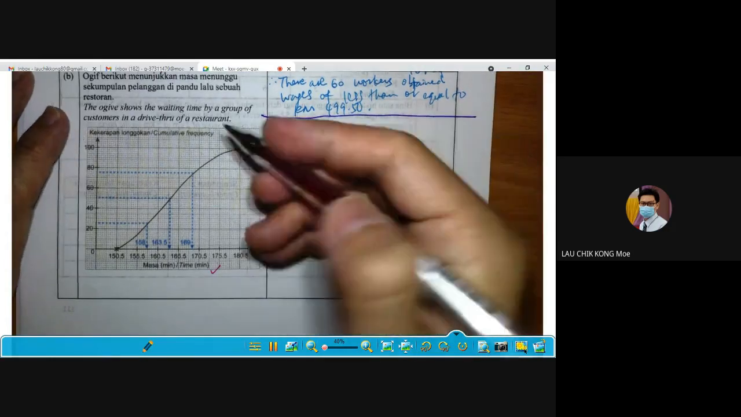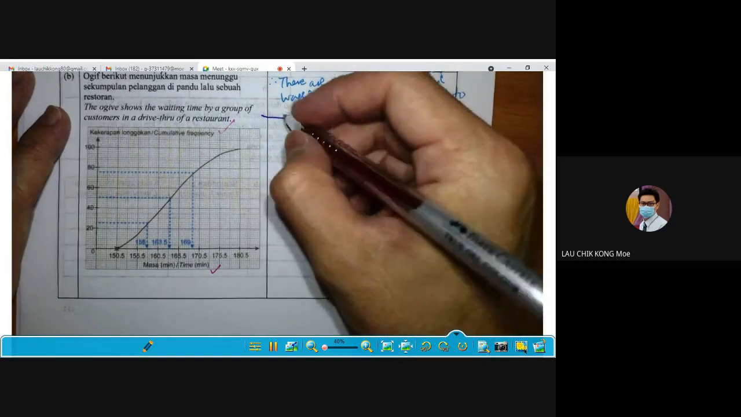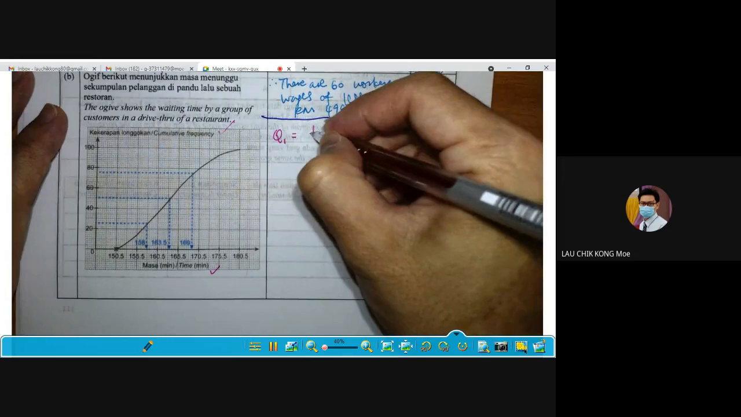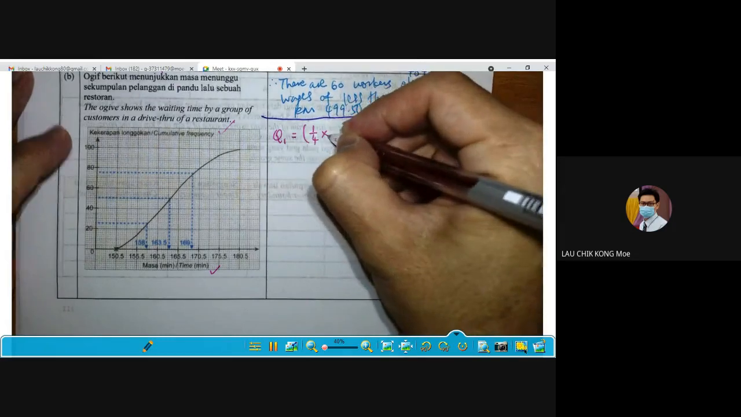The ogive shows the waiting time by a group of customers. This is a people also in the drive-through of a restaurant. Okay, nowadays drive-through is very popular lah. So this is a time in minute, and then cumulative frequency is a number of customer. Okay, so I think we just going through the Q1 directly. So that is a 1 over 4 times how many the number? 100. The maximum is 100.